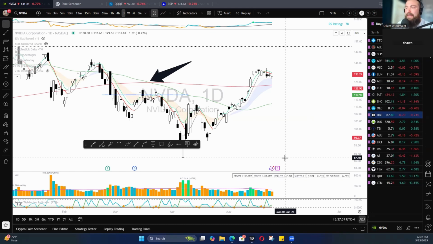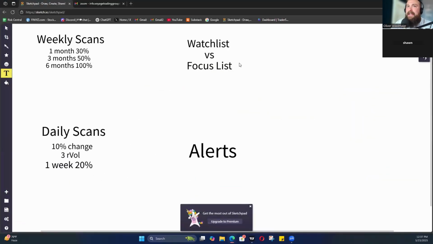This is my system. Without this, I would just be taking whatever I see, and I wouldn't be really dialed into my edge, which is trading momentum, basically trading gap ups and then pullbacks in high momentum stocks. So what are the scans that I run? Very simply, I trade on a weekly basis. I run three scans: 1 month, 30%; 3 months, 50%; 6 months, 100%.